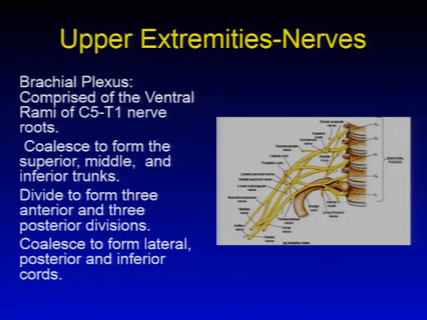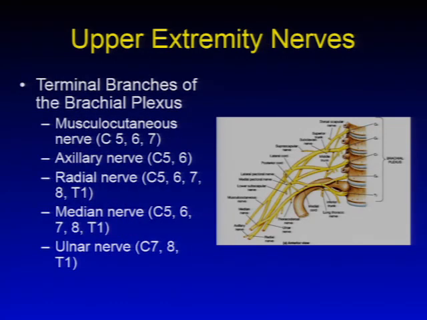The terminal branches of the brachial plexus include the musculocutaneous nerve, which contains contributions from C5, 6, and 7, the axillary nerve, whose contributions are C5 and 6, the radial nerve, which is derived from C5, 6, and 7, the median nerve, which contains contributions from C5, 6, 7, 8, and T1, and finally the ulnar nerve, which is derived from C7, 8, and T1.